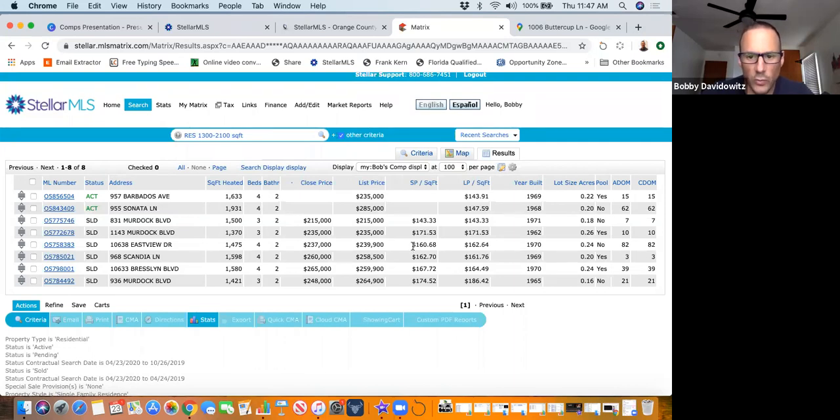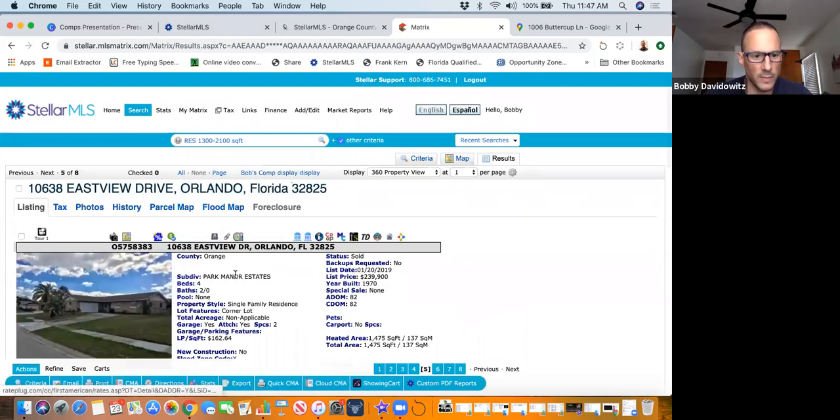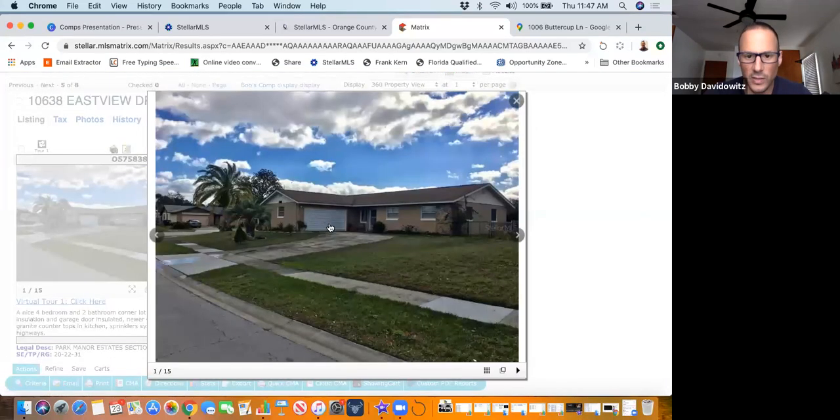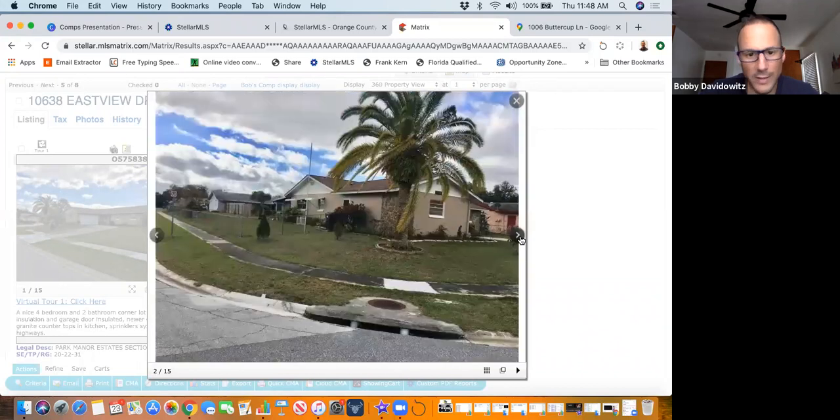So 160 a square foot. Okay, let's take a look at this one on Eastview. Okay, once again, a different style than my property. Has a two-car garage. Ours has a carport, but doesn't look that amazing on the outside either. So it is what it is. Driveway's dirty. Not a great picture of the exterior front. It is what it is.